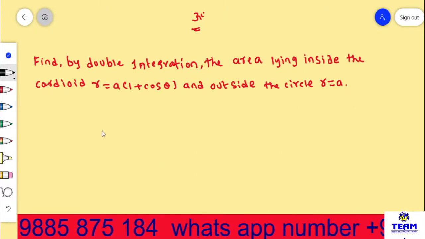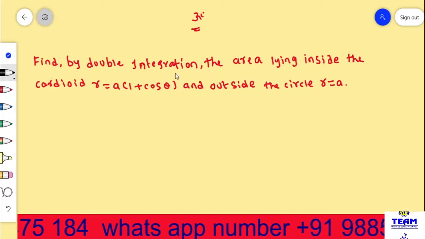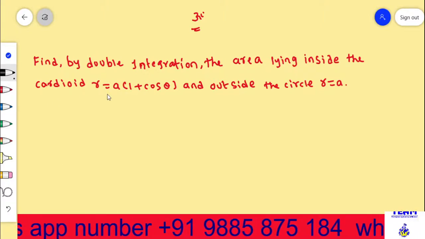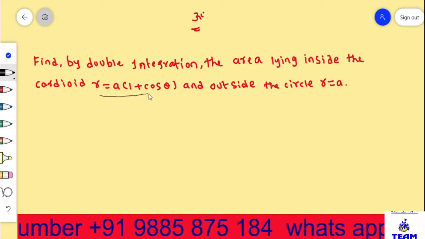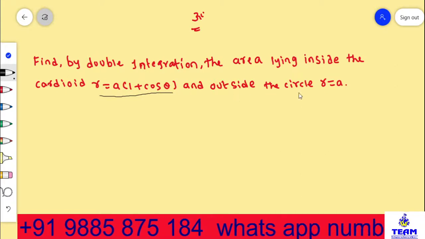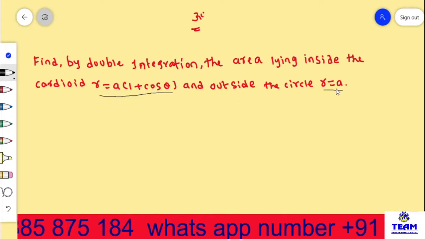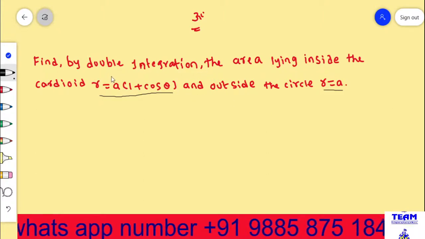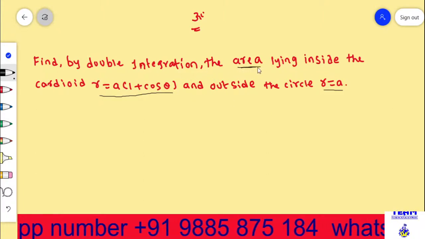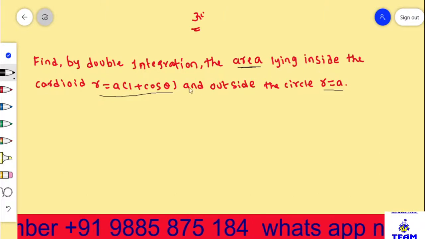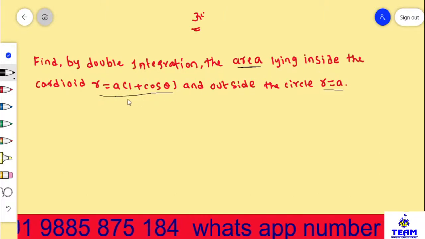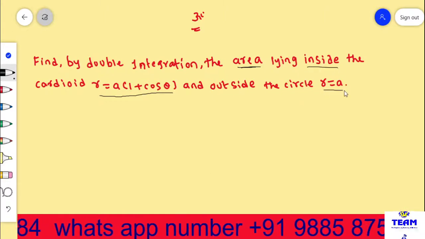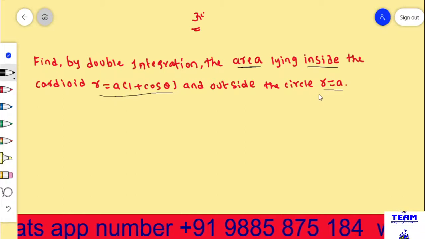Okay, the given problem is: find by double integration the area lying inside the cardioid r = a(1 + cos θ) and outside of the circle r = a. See friends, once again I am repeating what we are finding here. By using double integration we are finding the area that lies inside of the cardioid and outside of the circle r = a.